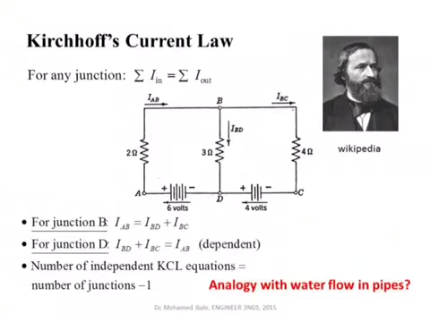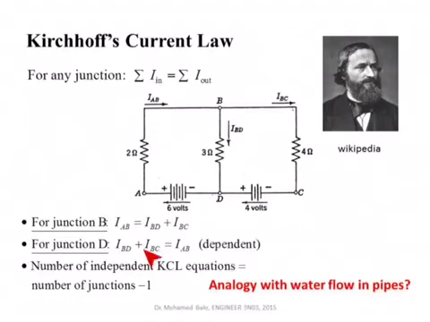So here in this circuit shown here, I can simply say that IAB is equal to IBC plus IBD. One current flowing in is equal to the two currents flowing out. And at this node D, I can apply the same law. I can simply say that the sum of the two currents flowing in, IBD plus IBC, is equal to the one current flowing out, which is IAB.